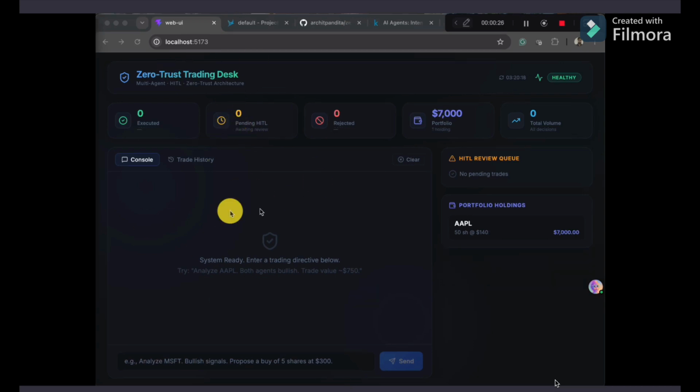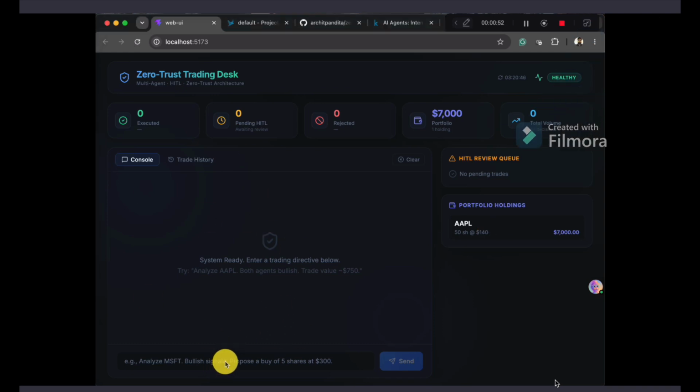So this is a React UI which is based on A2UI at the backend, and there are a few components of it. This is our header, and another is the health part. Then there is a summary of the executions that we do, some human in the loop review, and the portfolio holding. And this is our area where we pass the prompt and let the agent process the request. So this is basically a trading desk where we give a prompt to the agent, and the agent performs that action, which is buying the share for us. So let's see the demo.